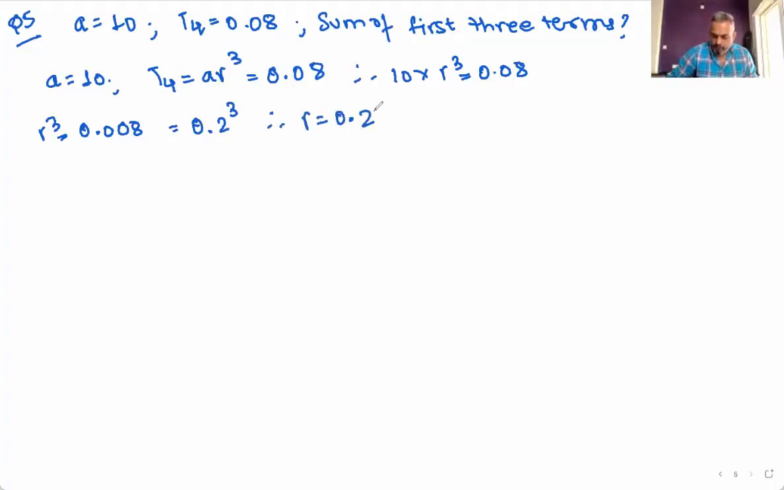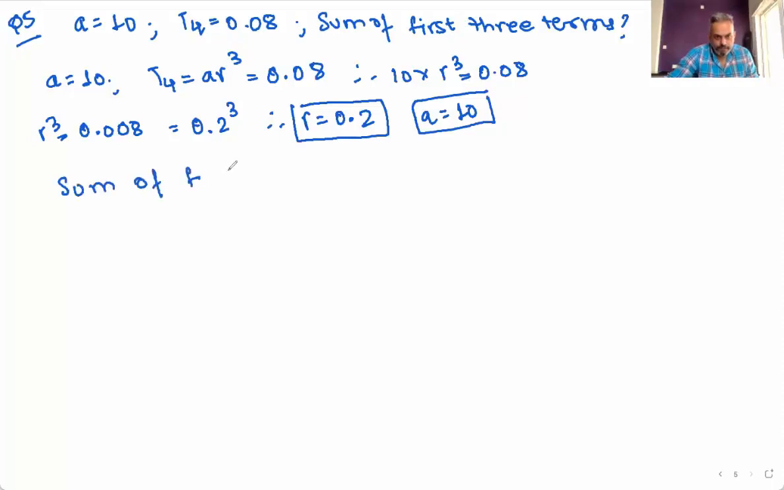You always cross verify on the calculator. The cube root of 0.008 will be 0.2. So R is equal to 0.2, and A is equal to 10. Now we have to find the sum of the first three terms.